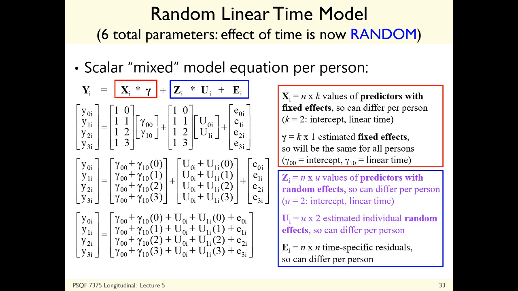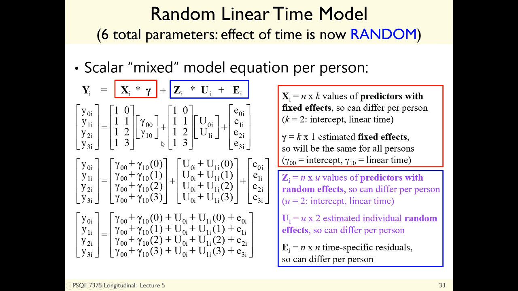So here's what it looks like when you put it into matrices. This is what it looks like for one person. Y sub I is the occasions for one person. X is the design matrix that holds the values of the predictors that have fixed effects. Gamma is the fixed effects. Z is the matrix that holds the predictors with random effects.